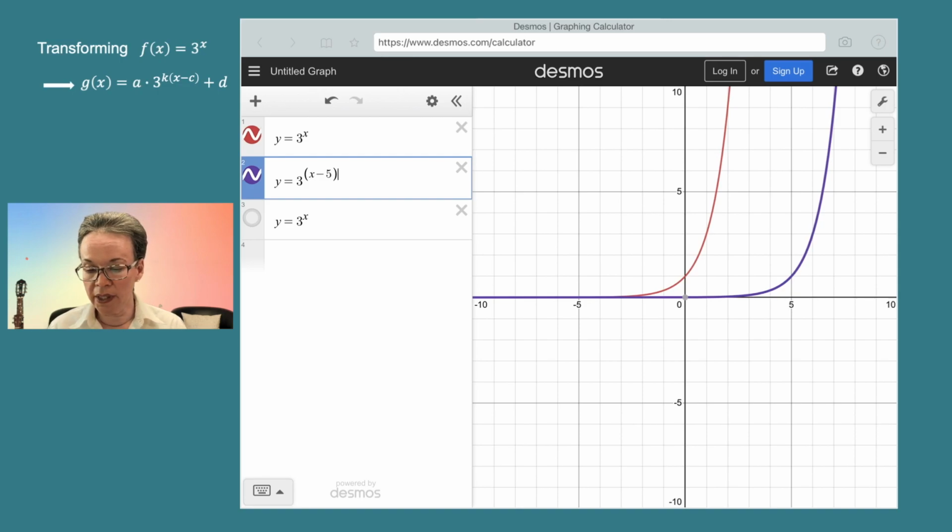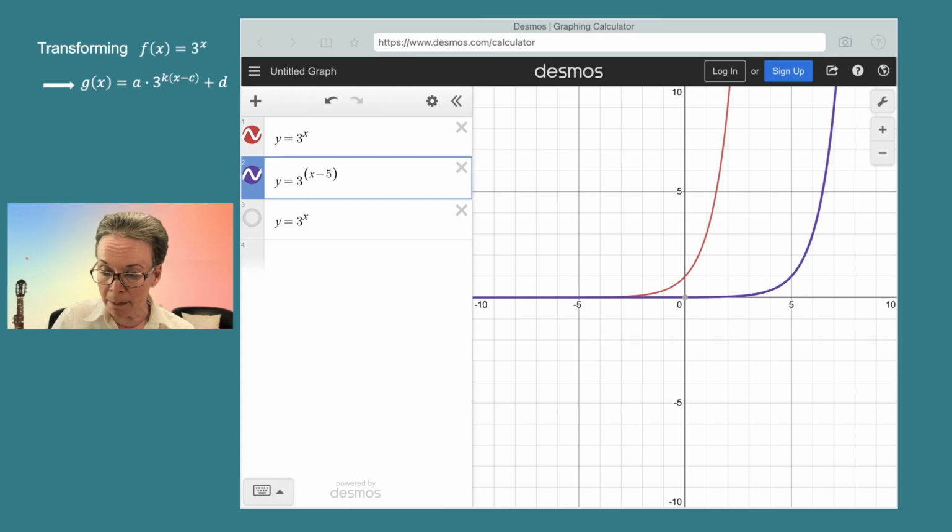Look at this. I want you to notice how the entire graph was shifted to the right by 5 units. Look at this point right here, the y-intercept. It was at x equals 0. And now this point has shifted over to the right by 5 units. So a horizontal shift to the right.